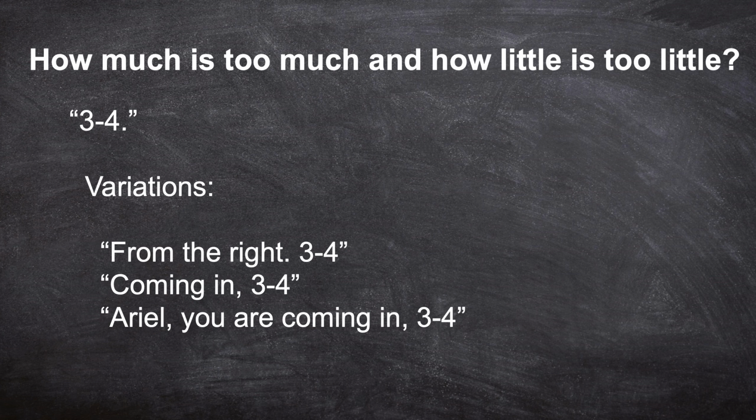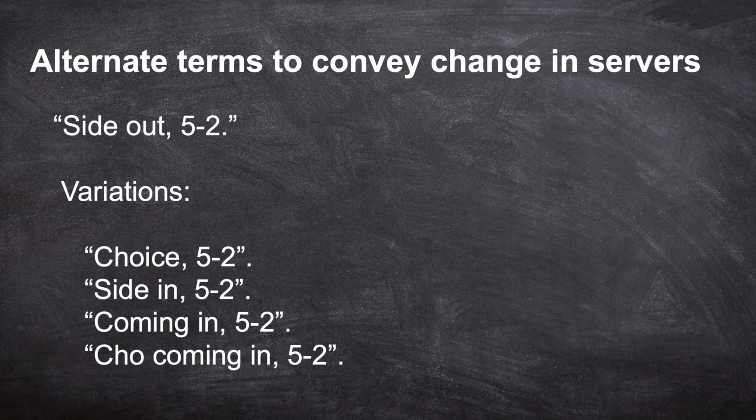You should be sensitive to clues that indicate a player is unsure. Ariel, you're coming in at 3-4. Or simply point to the box to be served from. There are various ways to convey the change in servers. We have consistently used the same terms throughout. Side out, 5-2. Has a few variations. Choice, 5-2. Side in, 5-2.